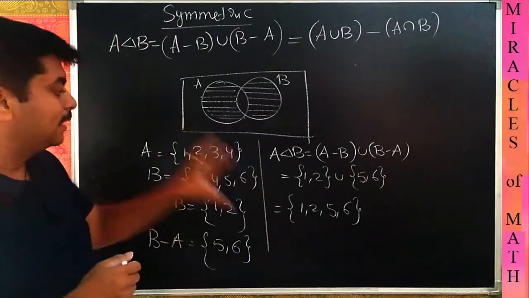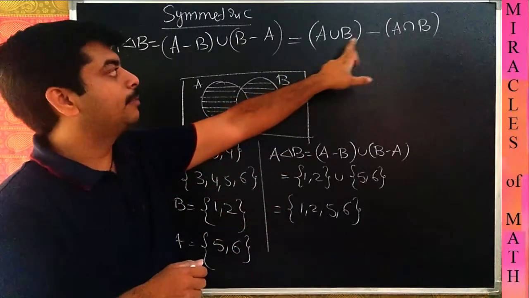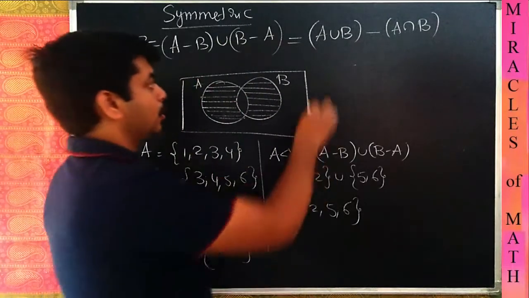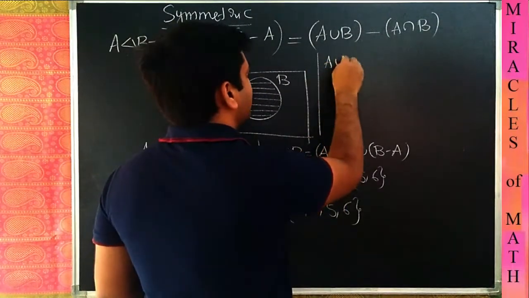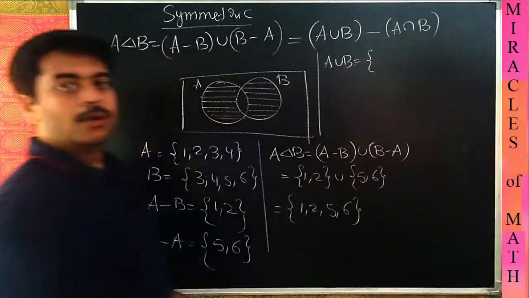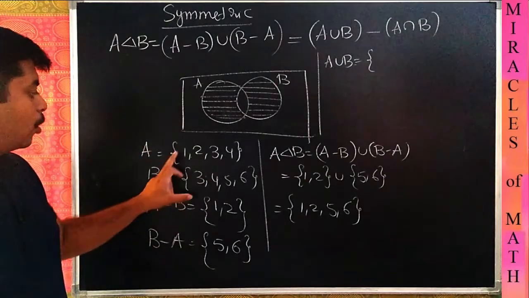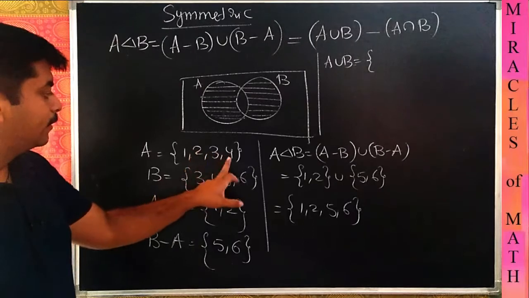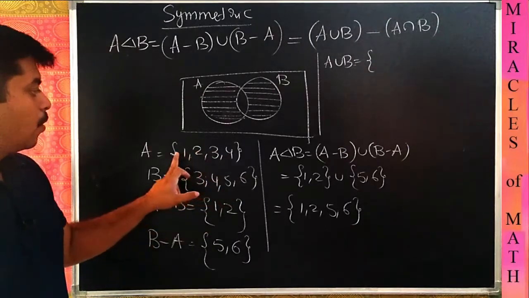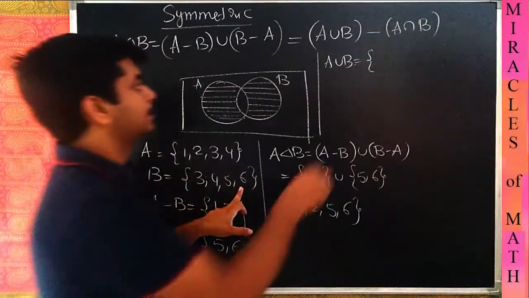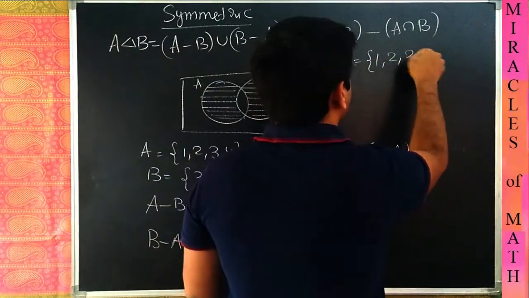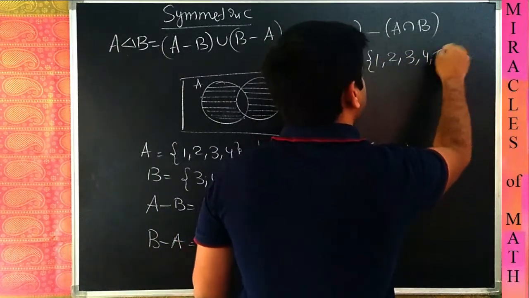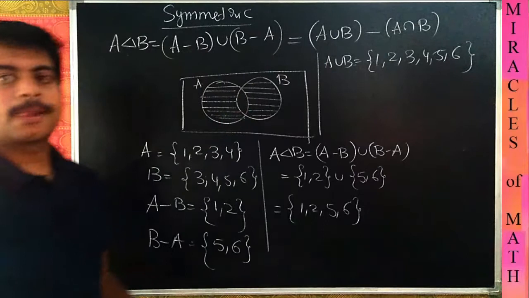We will also see whether this value will be equal to A union B minus A intersection B. So let us quickly see what is A union B. All the elements of A and B should be written: 1, 2, 3, 4, 5, 6. That is A union B.